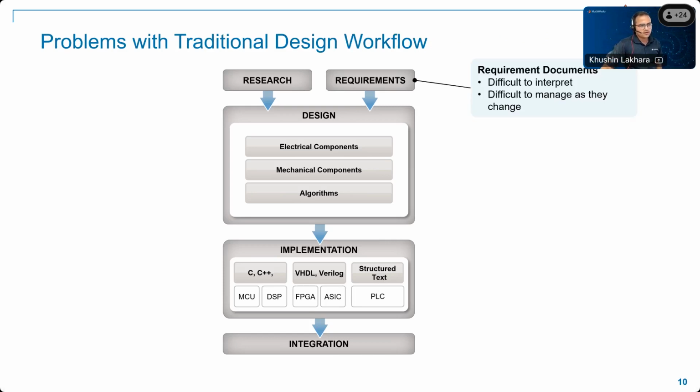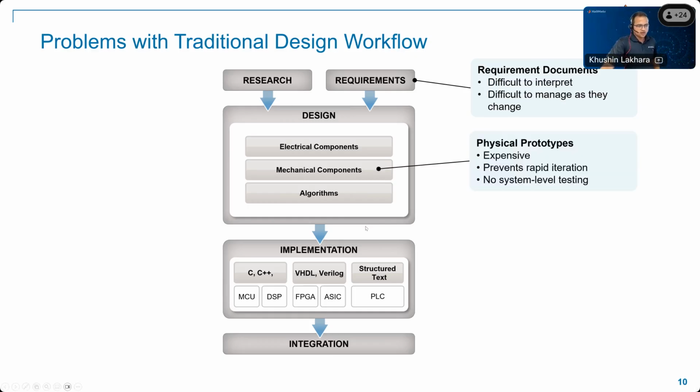Requirements are in documents, written somewhere. So if your requirements are changing, you are not able to make the immediate change in the complete design. That means you don't know, if requirement A is changing, which component B, C, or D you need to change in your rotorcraft. That's one of the biggest problems. It involves physical prototyping. Physical prototyping is obviously expensive, prevents rapid iteration, and allows no system level testing. These are some of the big problems which make the complete engineering design cycle costly.